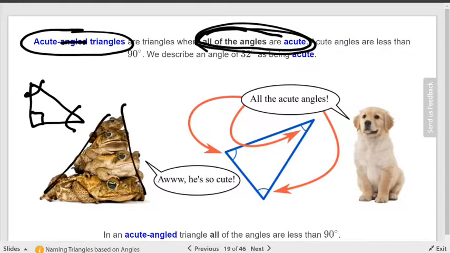So all of the angles are acute, therefore it is an acute triangle.